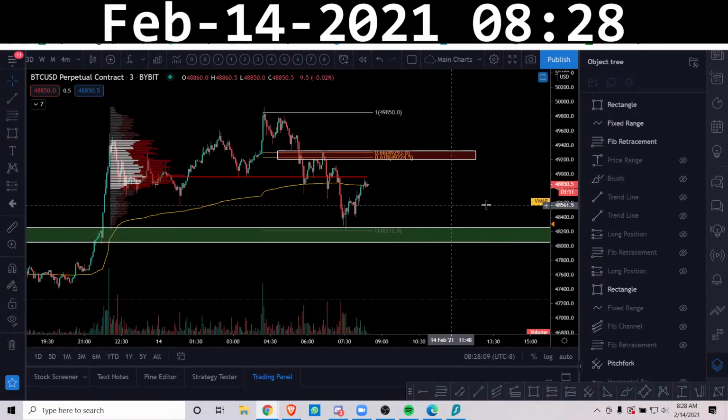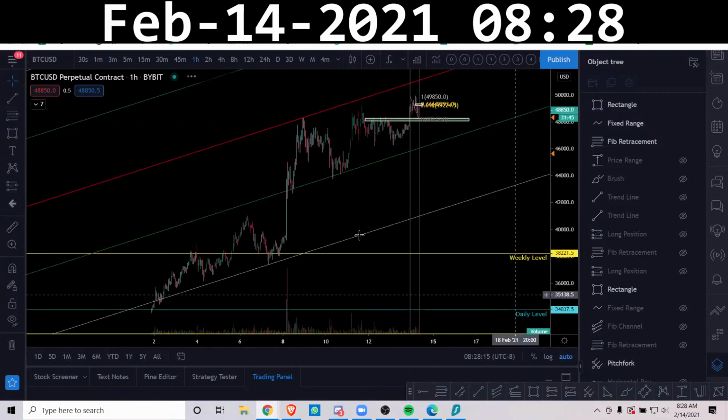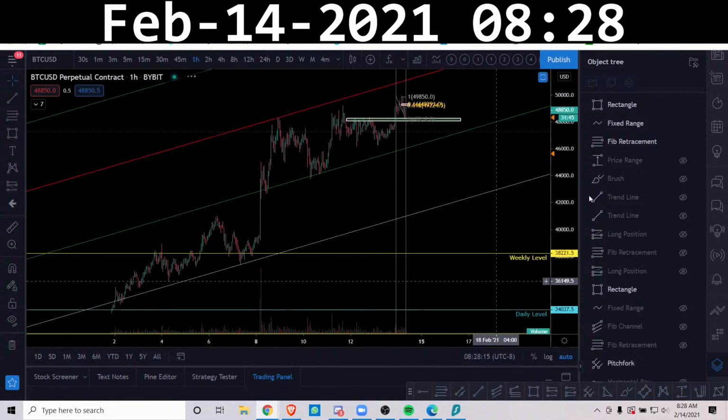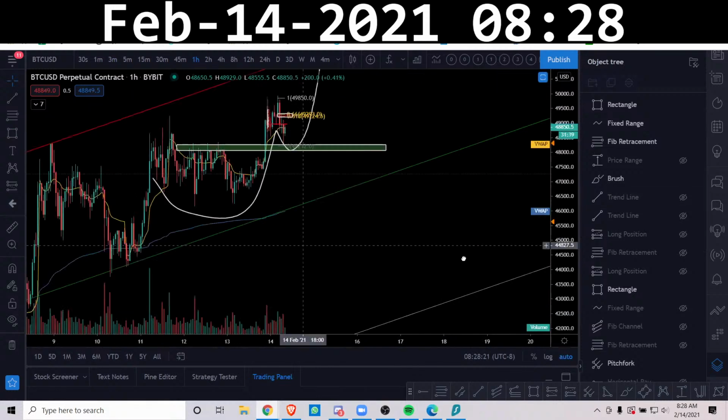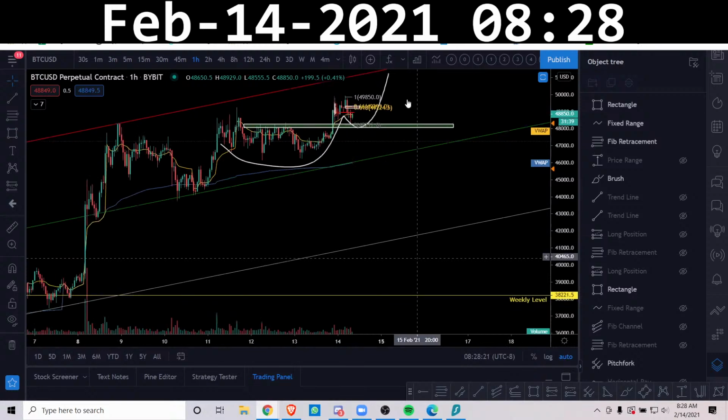So, it actually looks as though this cup and handle could play out. It looks as though that could end up playing out if we come up from here.